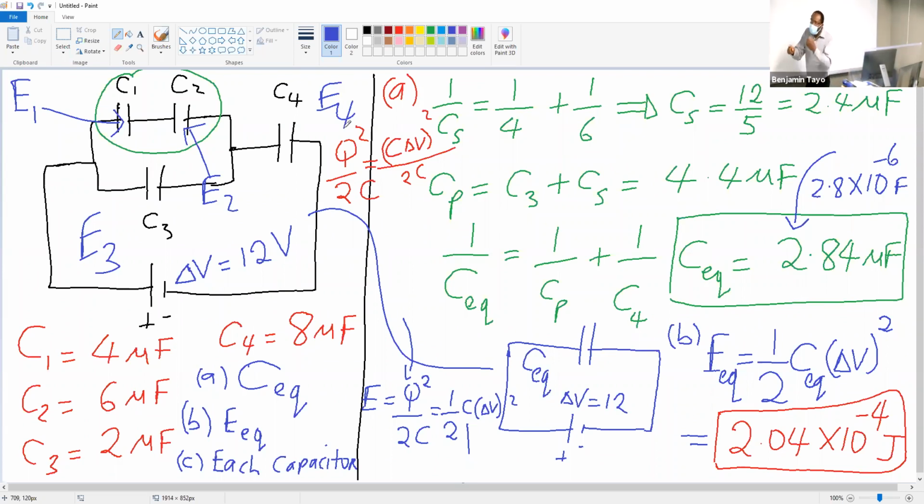Now, if I can do that correctly, then I can add E1 plus E2 plus E3 plus E4. And what do you think that should give me? It should give you 2.04 times 10 to the negative 4. So that's how you can double check to make sure that your answer is correct. So the total energy in each of the capacitors must be equal to 2.04 times 10 to the negative 4.